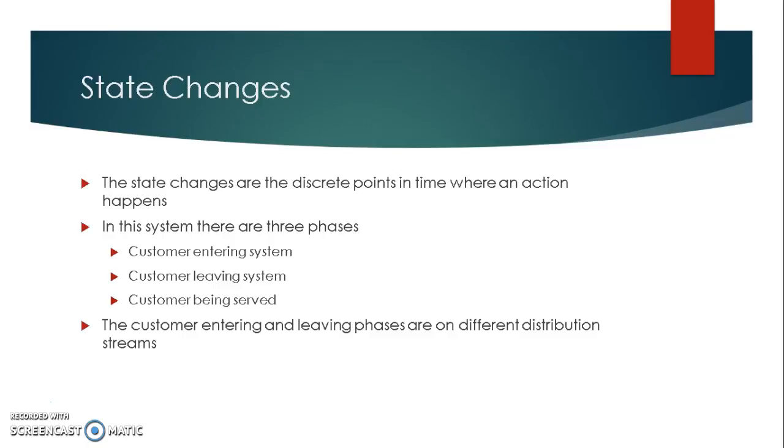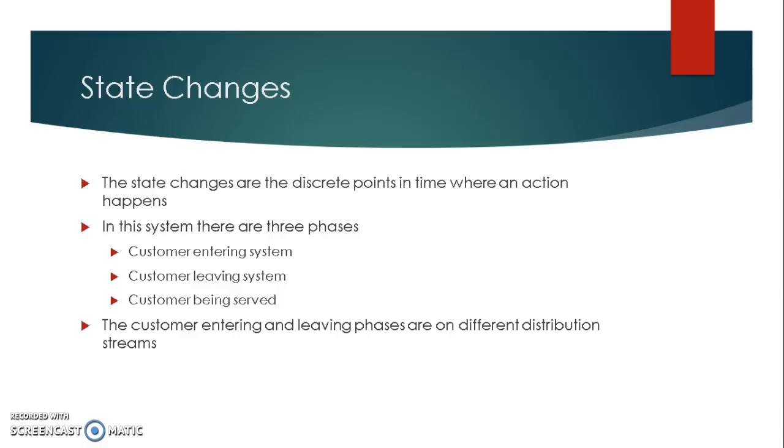They're going to be using a regenerative model. Basically, the state changes at discrete points in the system, so we're taking note of things happening at a certain point in the system. There are three phases of the system: customers entering the system, customers leaving the system, and customers being served. Customers being served is a conditional phase.